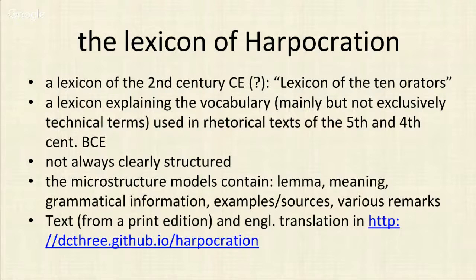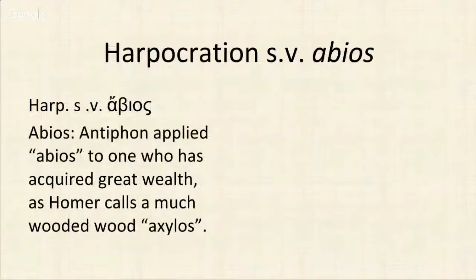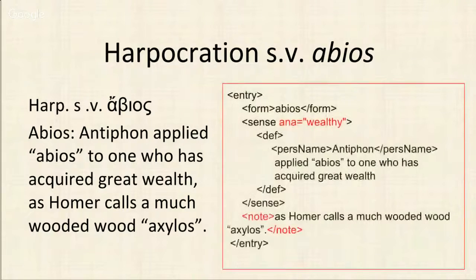I have here the link. It is in the Harpocration project, and this is where I take the translation I will give you from a lemma. If we go to the next slide. Now, the lemma is abios, and that means either somebody who has no money or somebody who is very rich, because of the different meanings of the prefix a. In the entry, we read: Antiphon applied abios to one who has acquired great wealth, as Homer calls a much-wooded wood axylos.